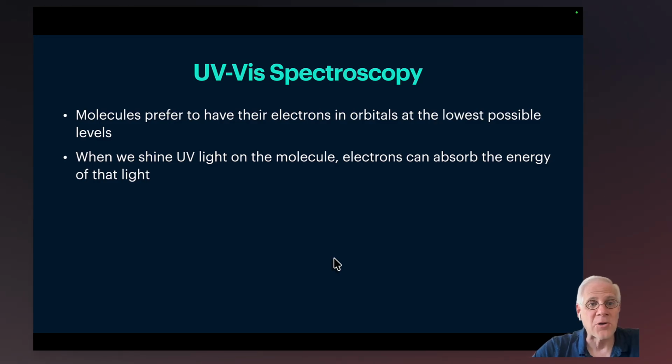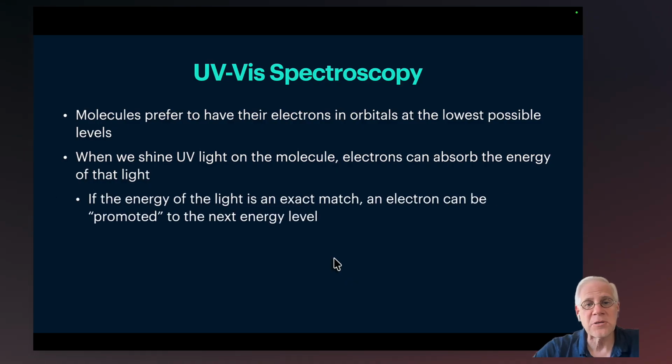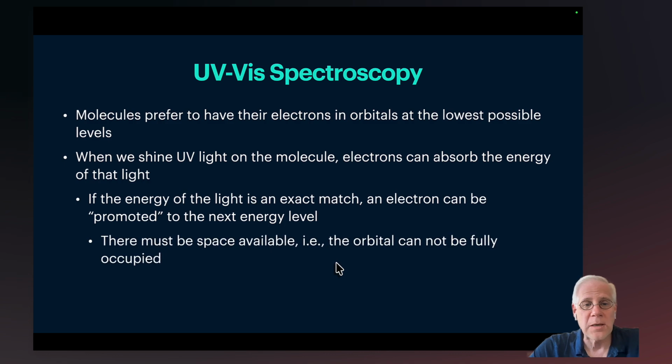We learned about that in our introductory chemistry course. When we shine light onto a molecule, specifically UV light in this case, electrons can absorb the energy of that light. And if the energy of that light is an exact match to the amount of energy needed to get it to that next energy level in your molecular orbital diagram, then that electron can be promoted up to that next energy level. And there has to be space available, so you can't look at orbitals where there's two electrons in the next highest energy level, because even though you may have provided the energy for that electron to jump up, it can't jump up into that next level because there's nowhere for it to go.